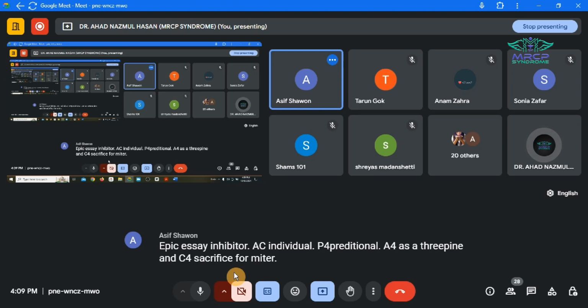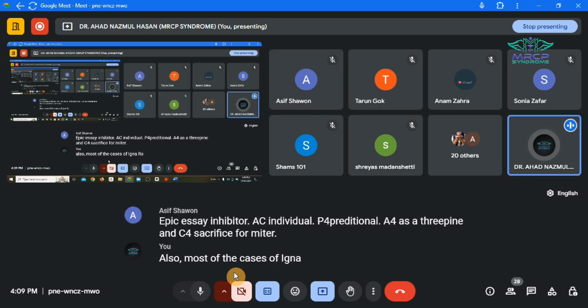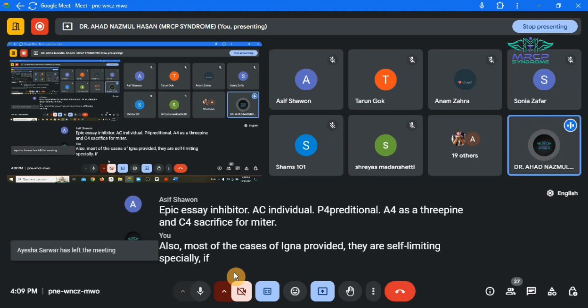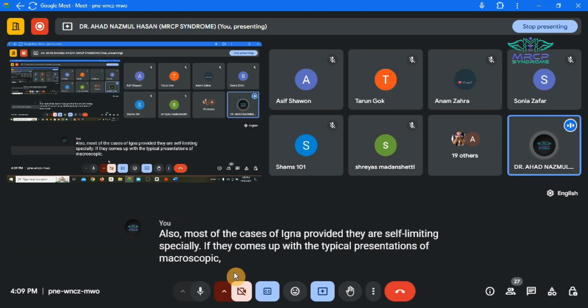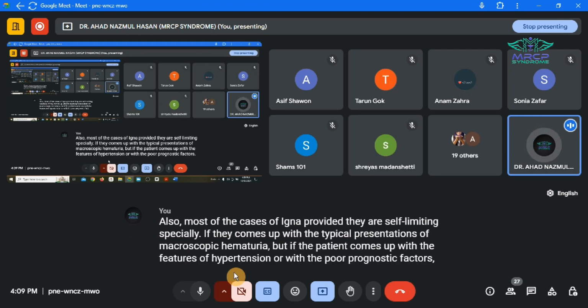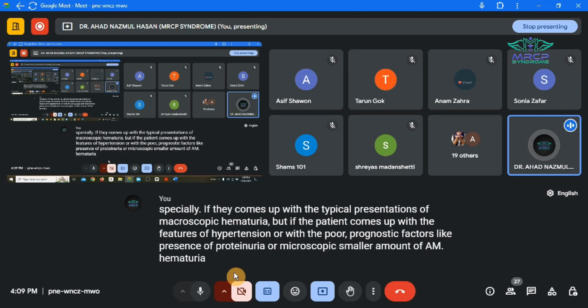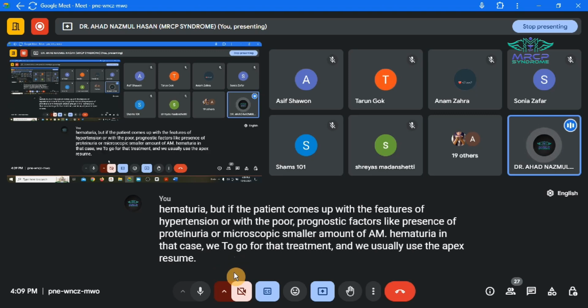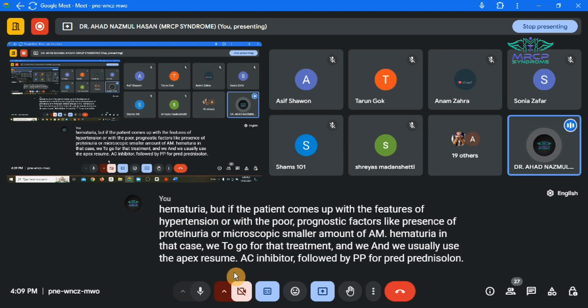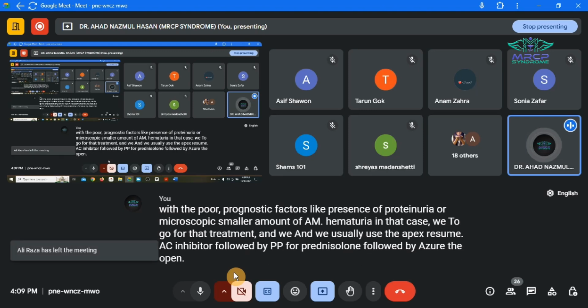So most cases of IgA nephropathy are self-limiting, especially if they come up with the typical presentation of macroscopic hematuria. But if the patient comes up with features of hypertension or poor prognostic factors like presence of proteinuria or a smaller amount of microscopic hematuria, in that case we need to go for treatment, and we usually use the APEC regimen. A for ACE inhibitor, followed by P for prednisolone, followed by azathioprine, followed by cyclophosphamide.